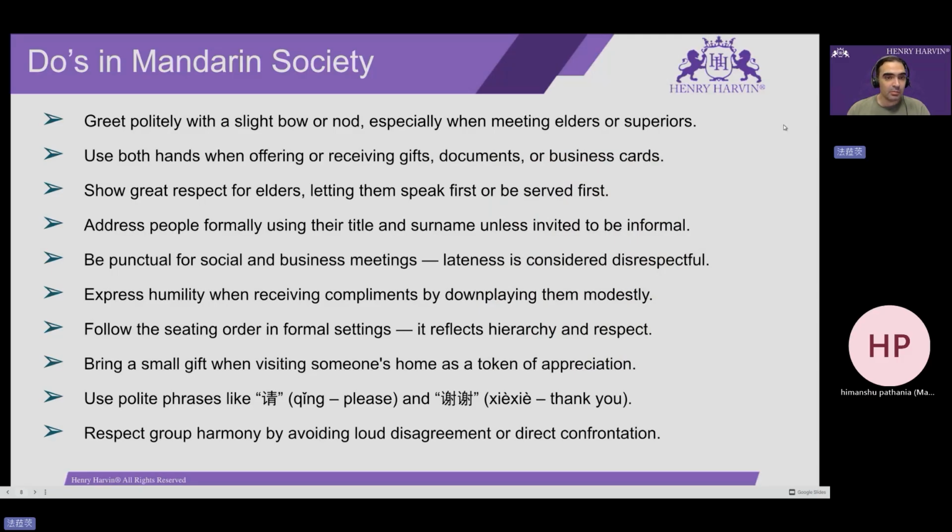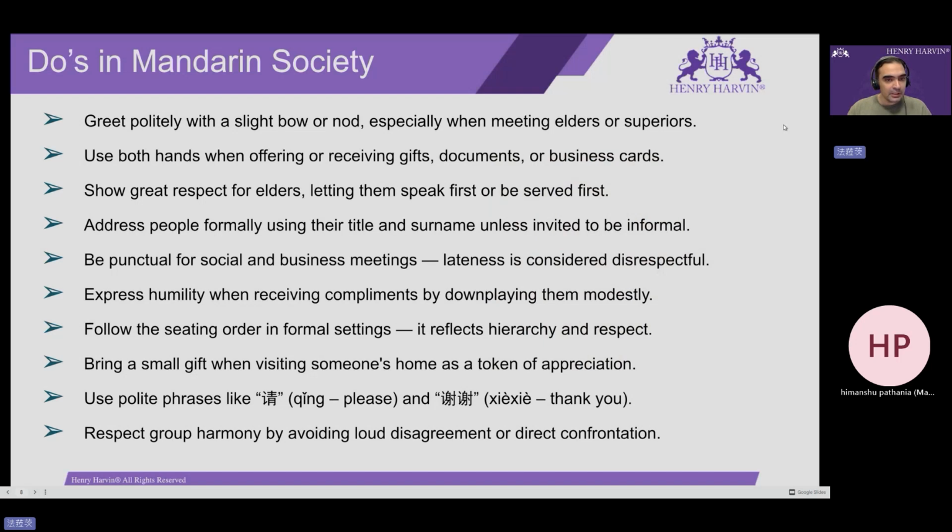This is going to be a very important aspect, especially when you are meeting an elder for the first time. It's very important to let them speak and not barge in on the conversation, because it can be considered impolite if you do so. So you have to be very patient and respectful towards the elders. This is a very important aspect of their culture and society.